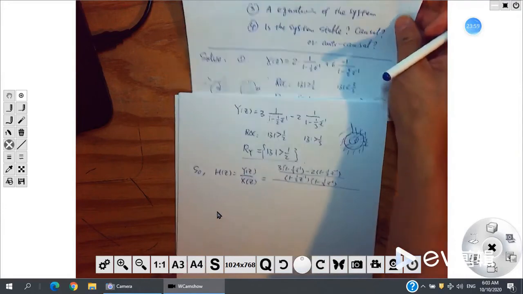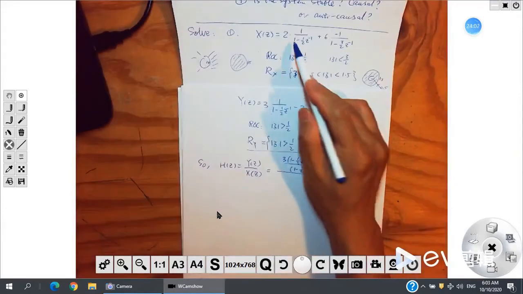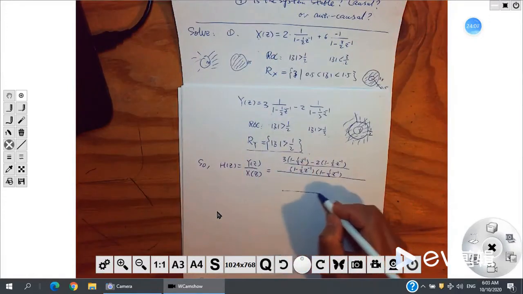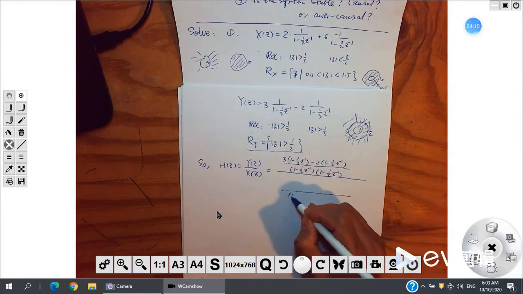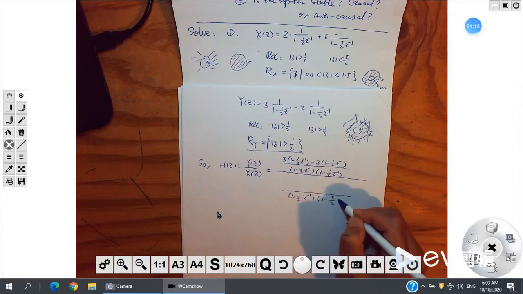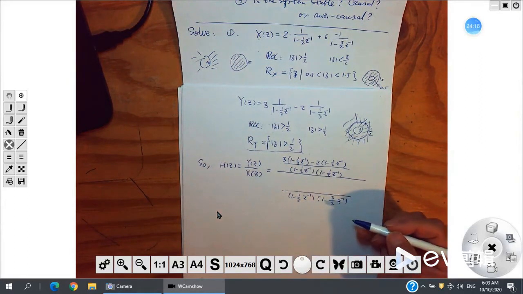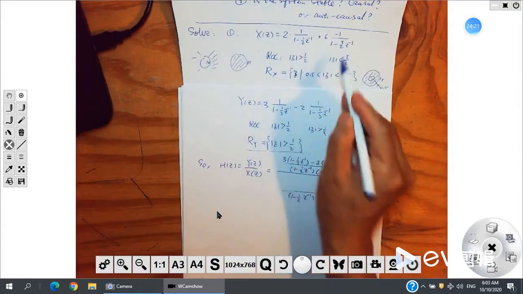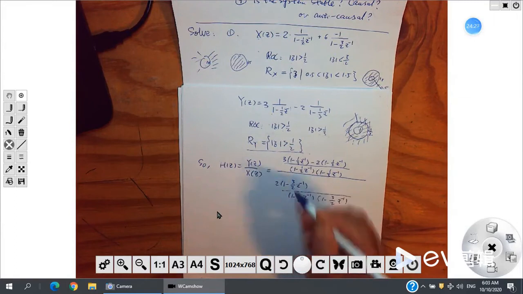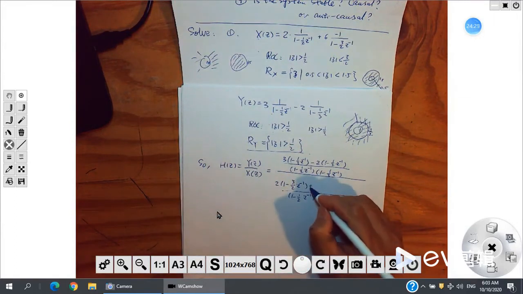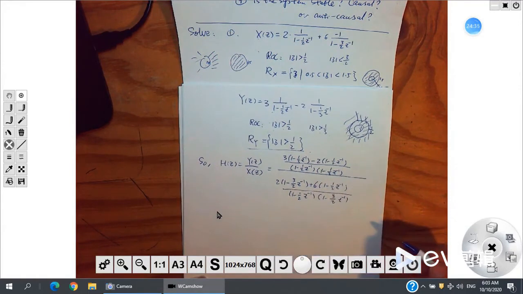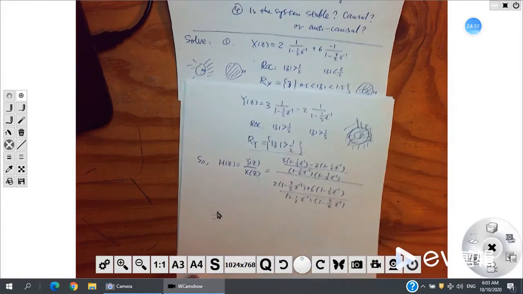And X is just these two, right? I merge these two together. So the denominator is (1 minus 1/2 z to the negative 1) times (1 minus 3/2 z to the negative 1). And the numerator will be 2 times the second term, 1 minus 3 over 2 z to the negative 1, plus 6 times (1 minus 1/2 z to the negative 1). Alright, okay, it's a large fraction.